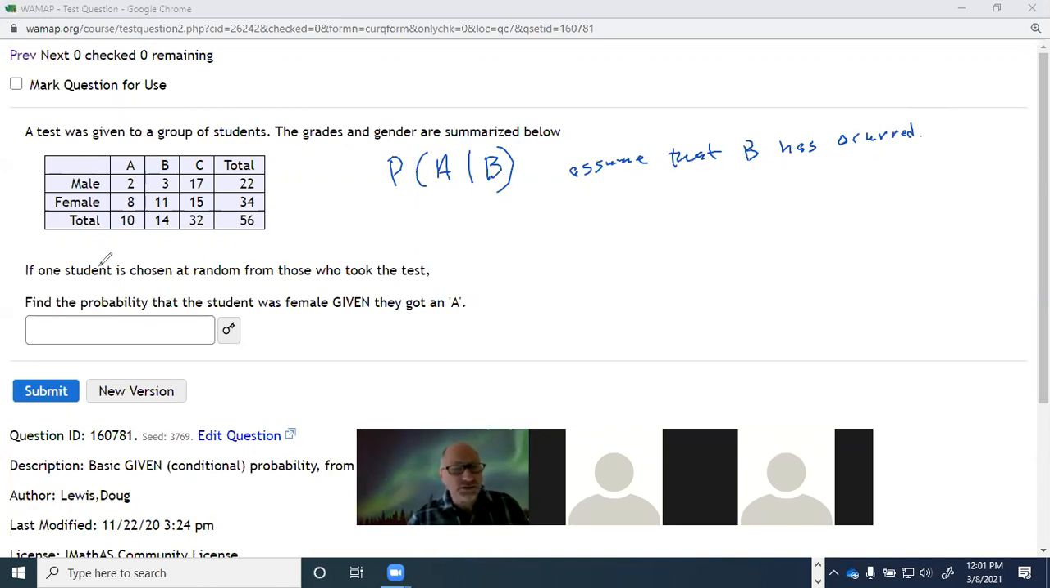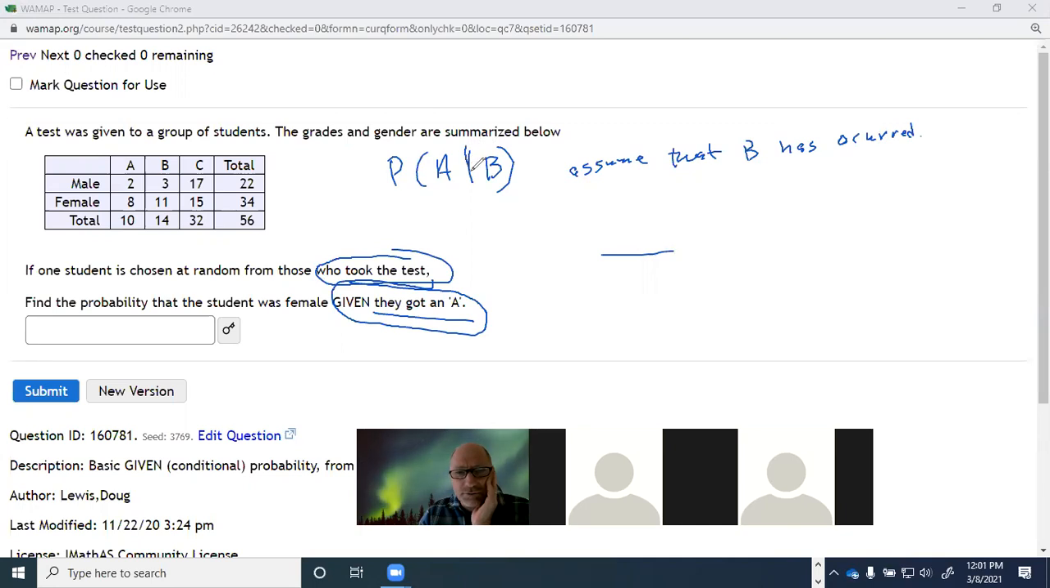So it says if one student is chosen at random from those who took the test, find the probability that the student was female given they got an A. This is a little misleading because it says from those who took the test, but it's telling you here that they had to have gotten an A already. So your total, the denominator here, and this little bar hopefully can help you understand that. The B group is what you have to be in. That is, they have to have gotten an A.